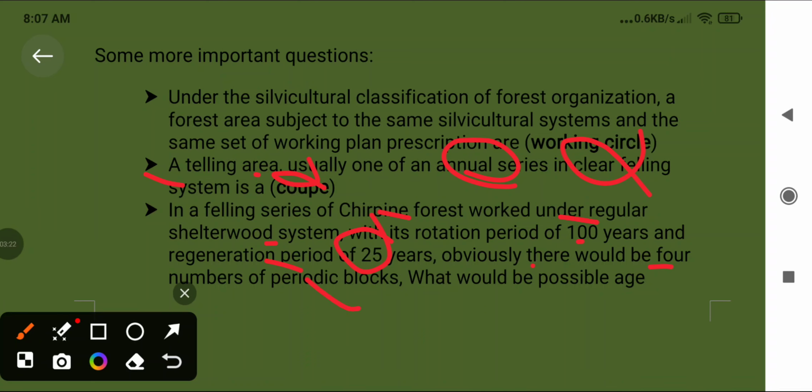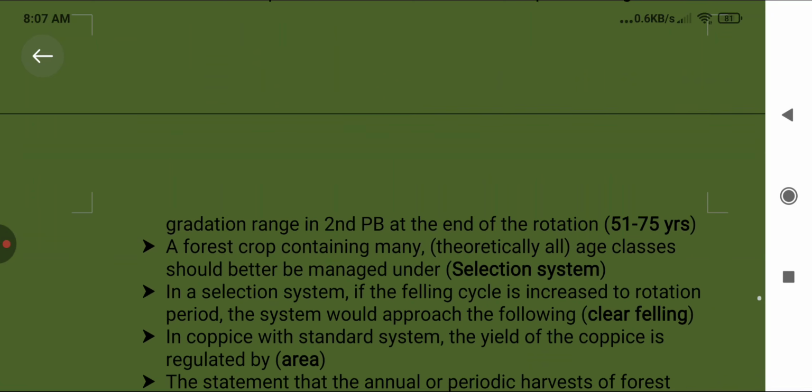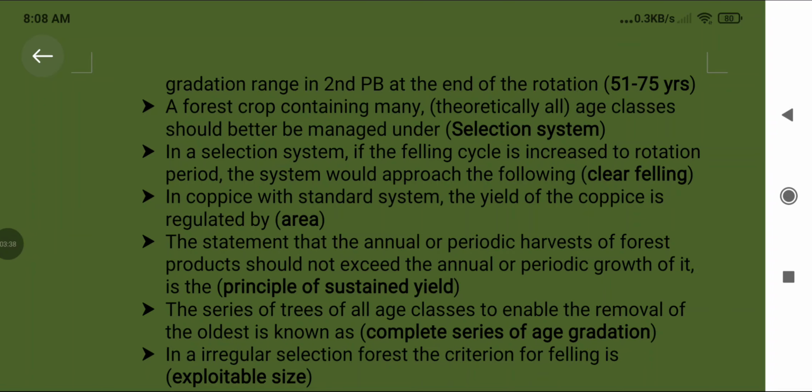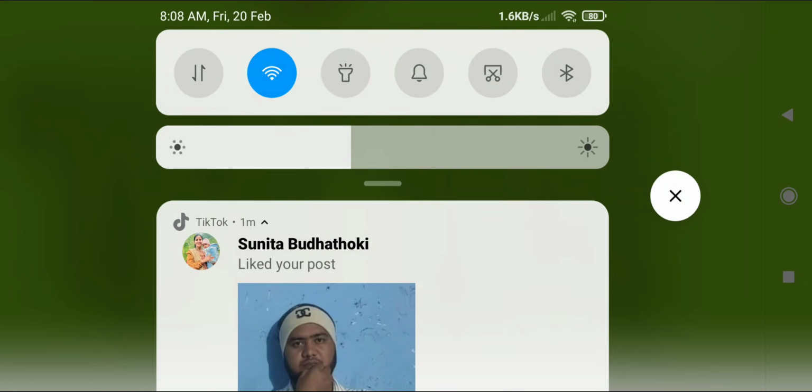What would be possible is gradation range in the second period at the end of the rotation. A forest group containing many, theoretically all, age classes is a selection forest, and such forests should better be managed under selection systems.